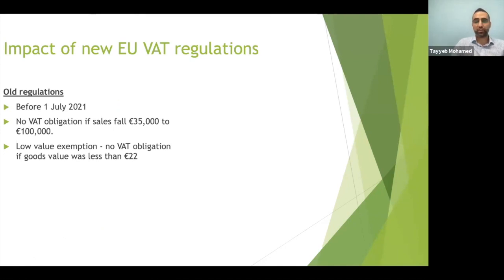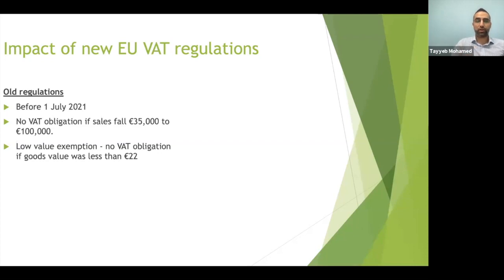EU has changed their VAT regulations. Starting from 1st July 2021, new regulations come into place, and it created a lot of panic in the market. So before we jump into new regulations, let's take a quick look at what are the old regulations out there.